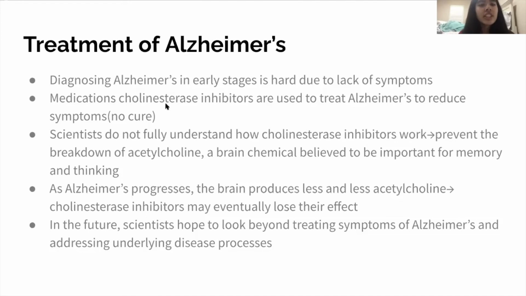So medications like cholinesterase inhibitors are used to treat Alzheimer's to reduce symptoms, but there is no cure. And scientists do not fully understand how these cholinesterase inhibitors work, but they think that they prevent the breakdown of acetylcholine, which is a brain chemical believed to be important for memory and thinking. And as Alzheimer's progresses, the brain produces less and less acetylcholine, so the cholinesterase inhibitors may eventually lose their effect.